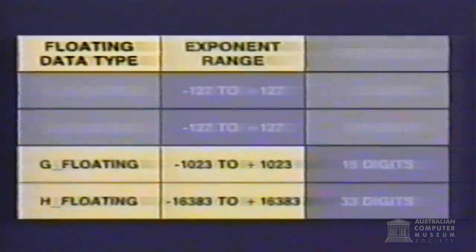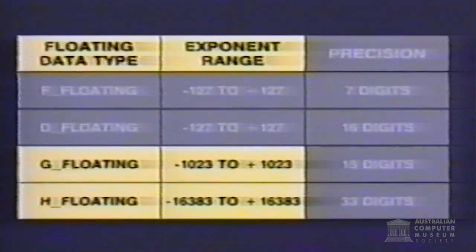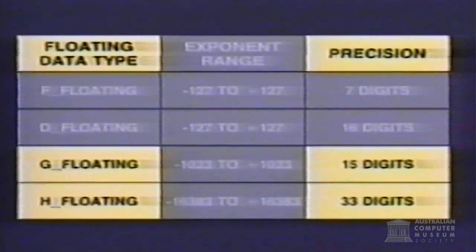The G floating and H floating data types can accommodate a greater range of exponent values. In addition, the H floating datum provides 33 decimal digits of precision, more than twice that of the G floating datum. An expanded version of this table is included in your course reference guide.